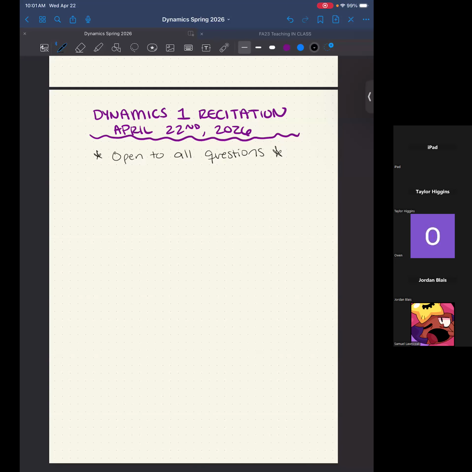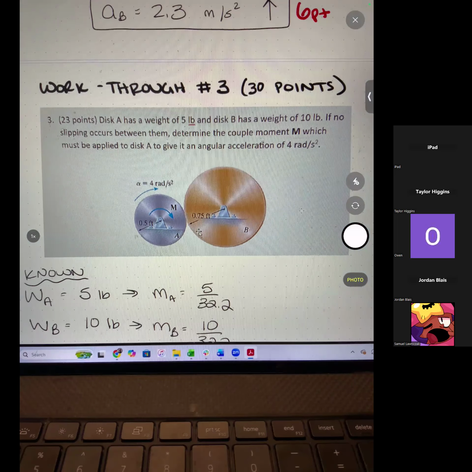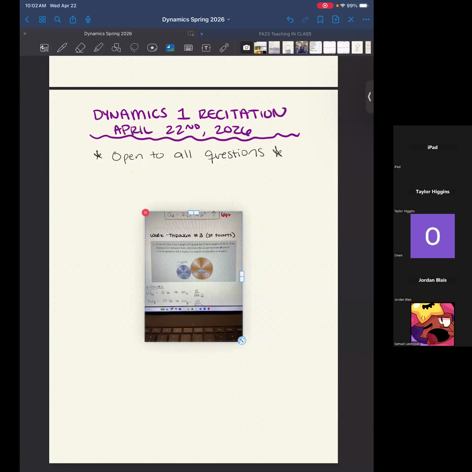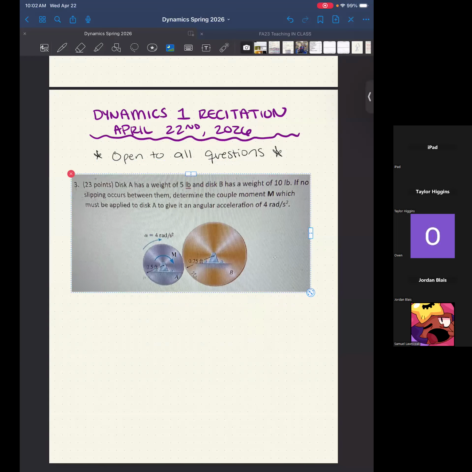Have you looked at this solution guide? Yes, I have, but I haven't gone through and redone it yet. Okay.